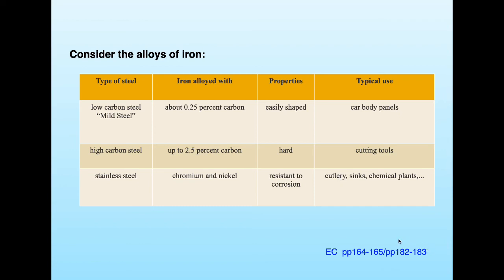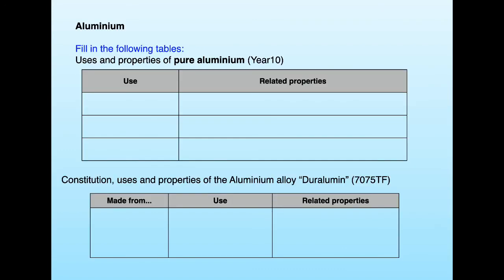Right, there are some questions from Essential Chemistry there for you to look at on alloys. And you need to do a little bit of research now. So I want you to look up aluminium, and you can look in the book or you can look online, the uses and properties of pure aluminium. So where it's used and what properties allow it to be used in that particular context.